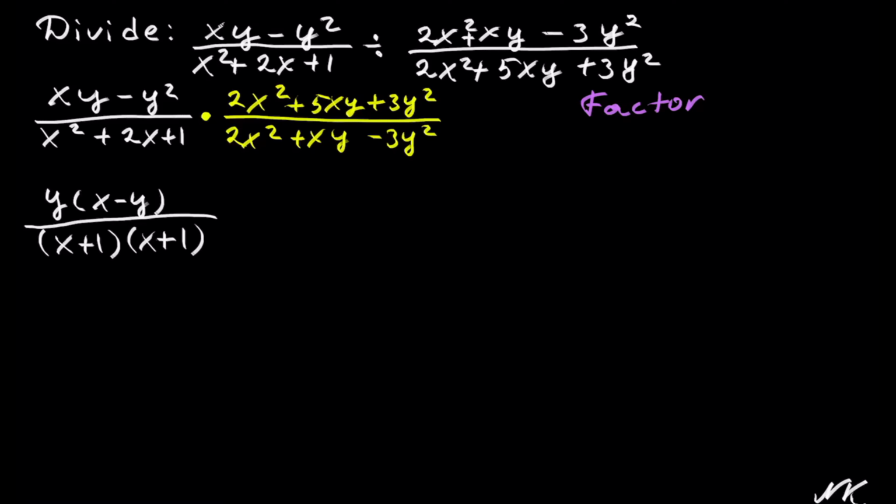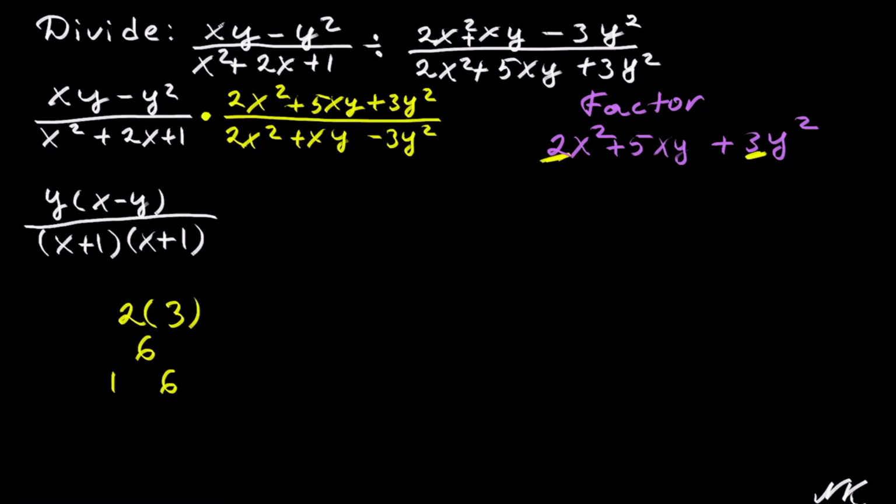Let's factor the second numerator, which is 2x squared plus 5xy plus 3y squared. We begin by multiplying the leading coefficient times the last coefficient, which is 2 times 3, and we get a product of 6. We list all of the factor pairs of 6. We have 1 and 6. We have 2 and 3, and that's all.